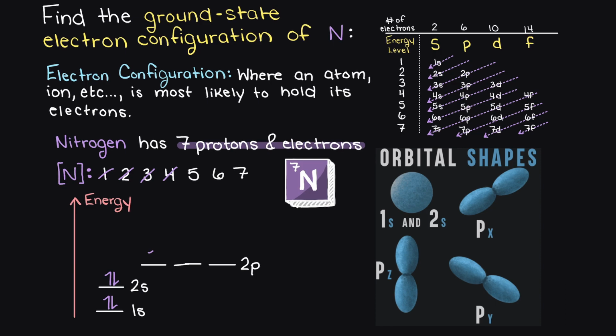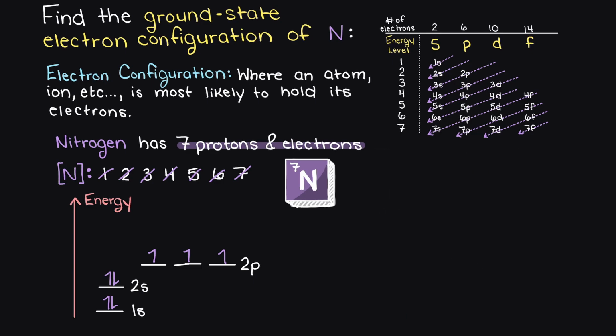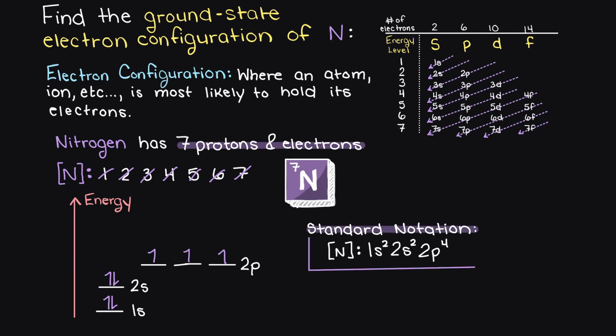Remembering Hund's rule, which states that each electron will occupy its own orbital before spin pairing with another electron, we will give each of these 3 orbitals their own electron, as they are all equivalent energy states. And there we go. We can just rewrite our solution like this, and we have just solved for the standard electron configuration notation for nitrogen.